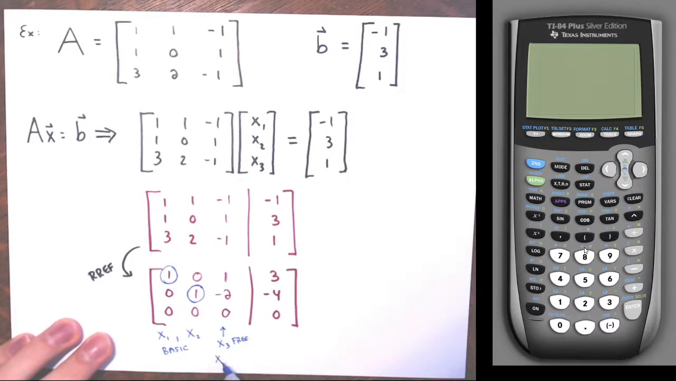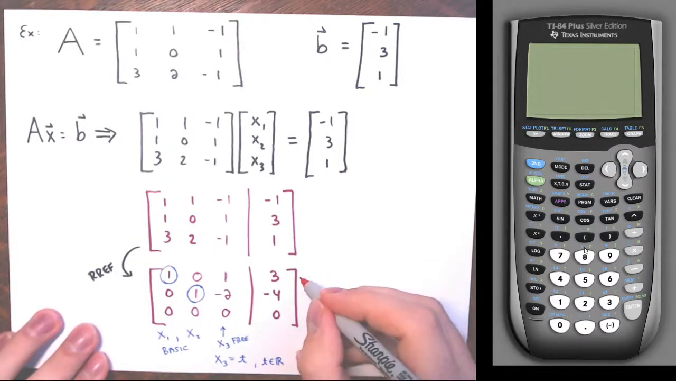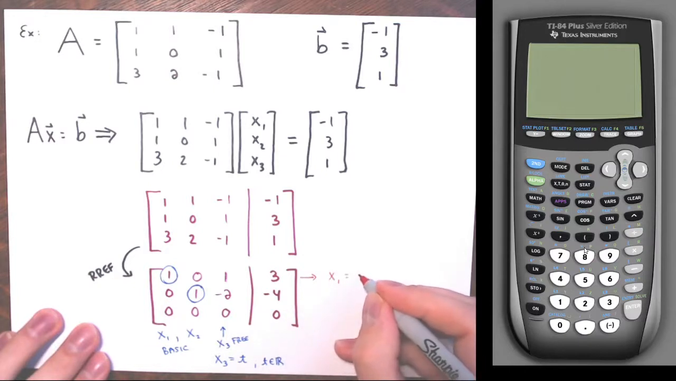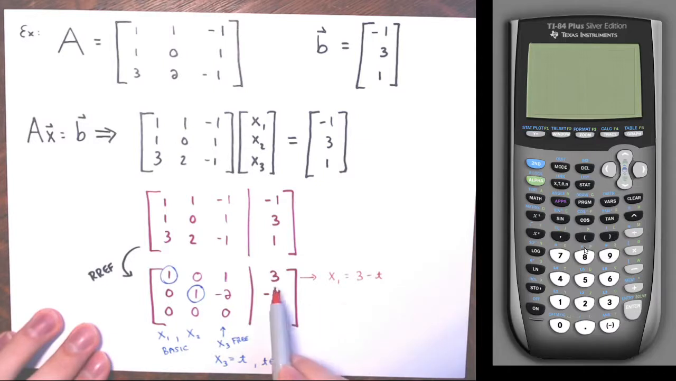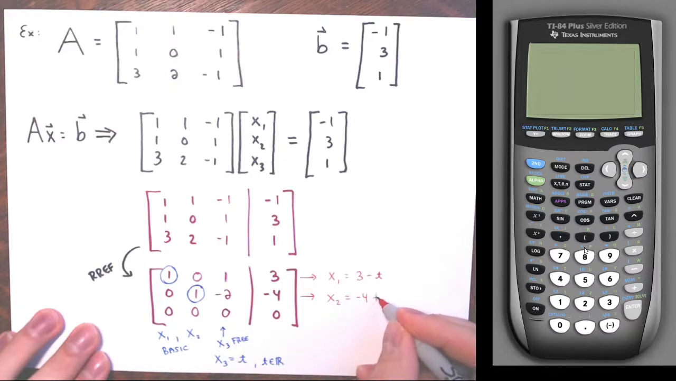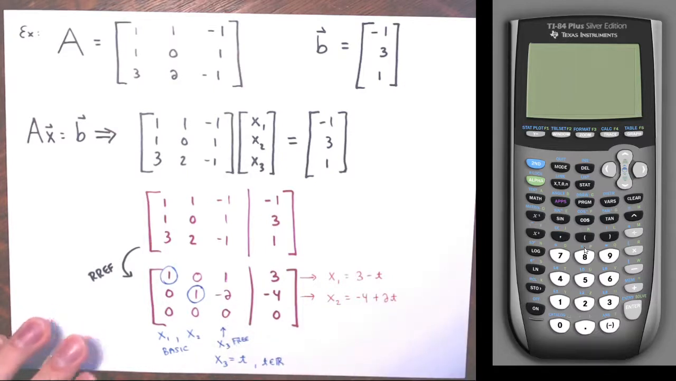So I'm going to let x3 be replaced by t, where t is any real number. Then from the first row, we would see that x1 would be equal to 3 minus t. You have 3 on the other side, and you have x1 plus t equals 3, subtract t. Second row, we have 1 at x2, which would be equal to -4 on the other side, and then plus 2t, plus 2 x3 or plus 2t.